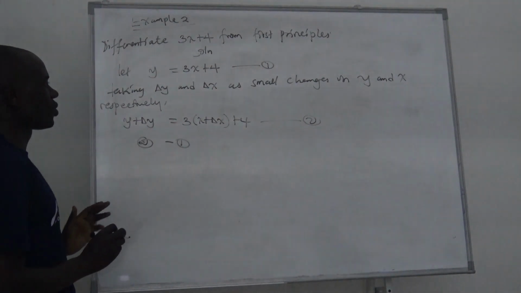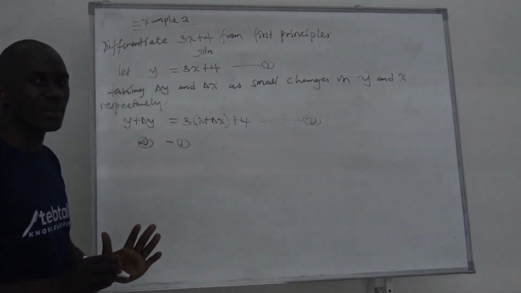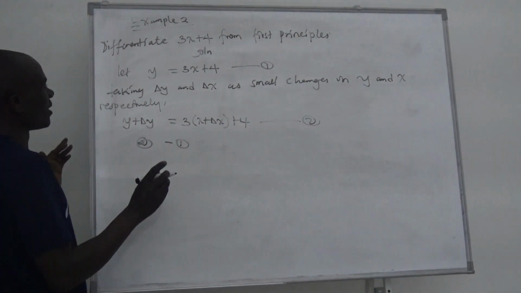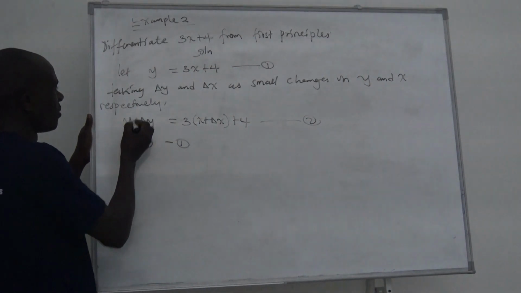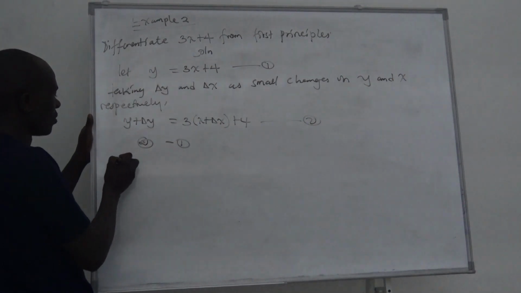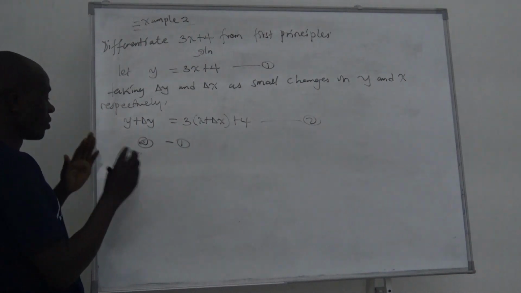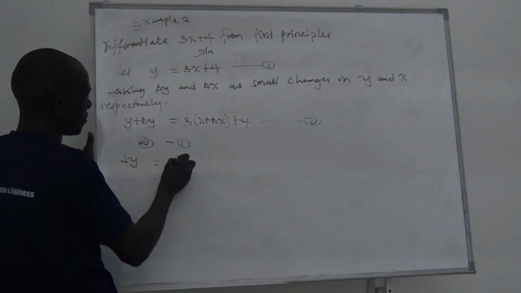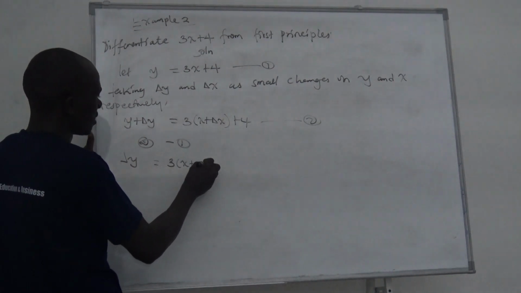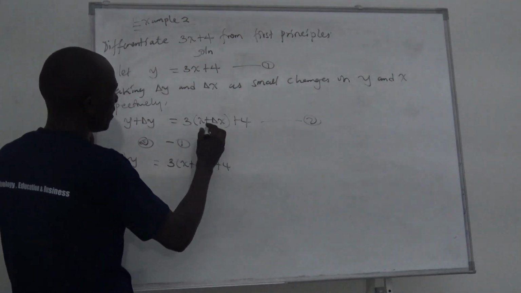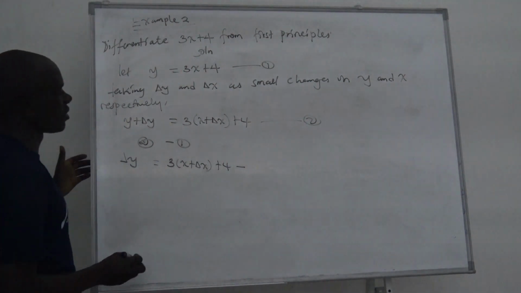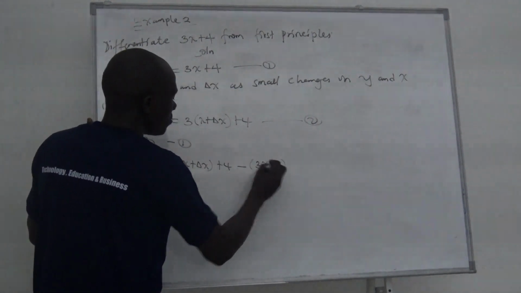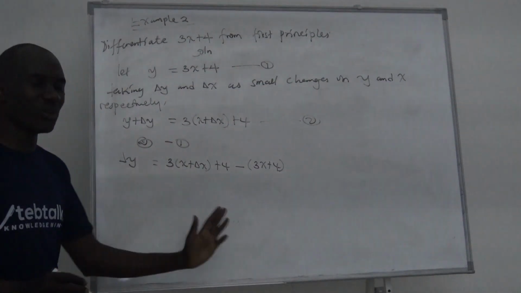Then another procedure comes in: we say equation 2 minus equation 1. Are we there? So when you present this work, the examiner becomes more interested in you. Equation 2 minus 1. Now what will we be taking? y plus delta y minus y equals, because we already know the first concept, there is no need for us to repeat this one, 3 into x plus delta x, then plus 4, then minus what the first equation is saying. The first equation has 3x plus 4. Put them in brackets. Then we are free to open the bracket.